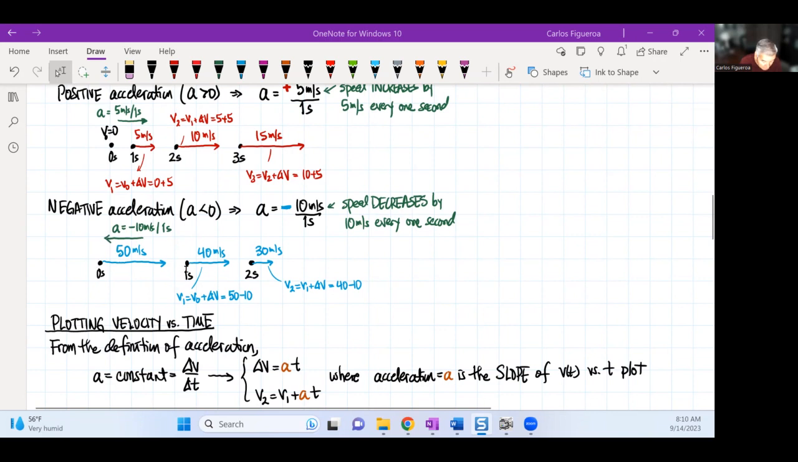So if I go to 1 second, then I'm going to have V1 equals V0 plus delta V. You can see I'm going to get 50 minus 10, which then gives me 40 meters per second. When I get to 2 seconds, then V2 is decreased from V1 by, again, minus 10 meters per second. So I'm going from 40, minus 10, to 30 meters per second. That's why we call it positive and negative acceleration. Mathematically, it shows up that way.